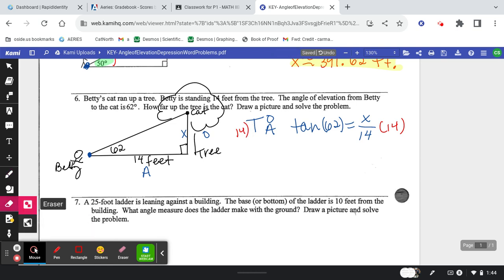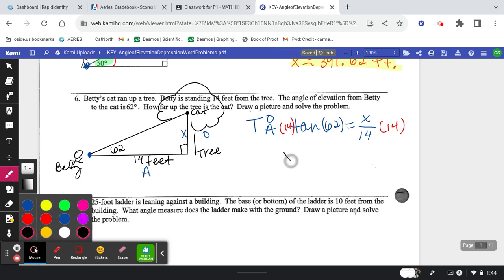So into your calculator, please put 14 times the tangent of 62. I'm grabbing my calculator to do this too. And I get about 26.33 feet.